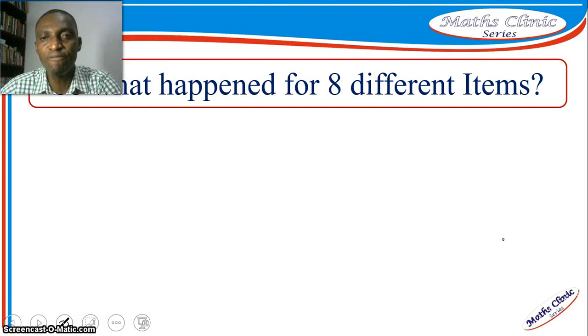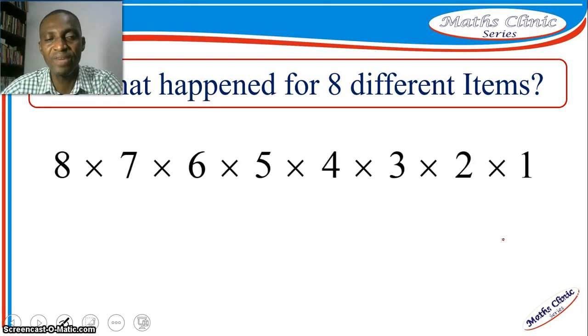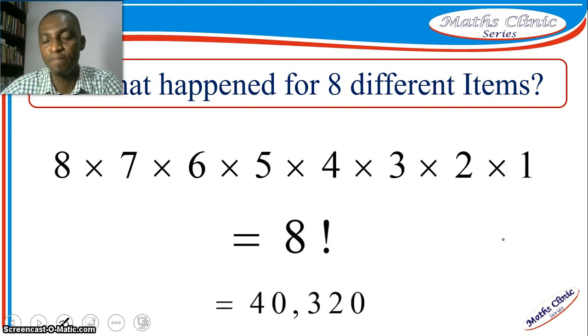So what happens for 8 different items? For 8 different items, you are going to have 8 times 7 times 6 times 5, and that will give us 8 factorial, and 8 factorial will be 40,320. So that is the pattern.